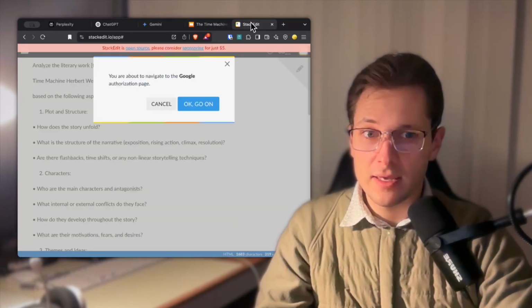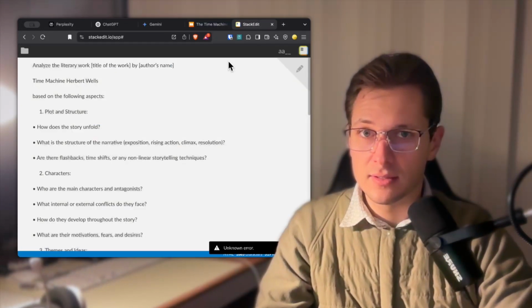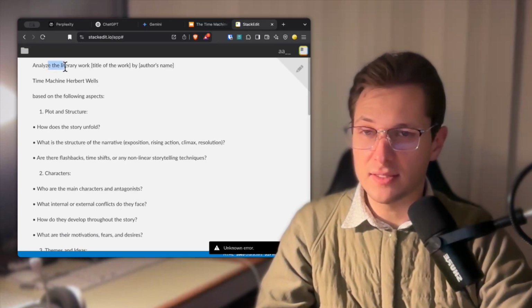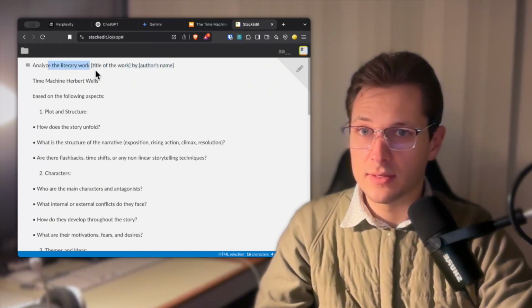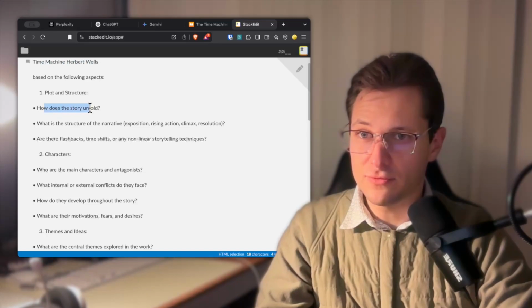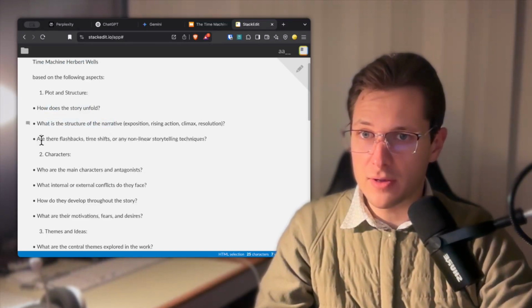All right, here's the prompt I will be using. Analyze the literary work, title, The Time Machine by H. G. Wells, based on the following aspects: plot and structure. How does the story unfold? What is the structure of the narrative? Are there flashbacks, time shifts, or any non-linear storytelling techniques?